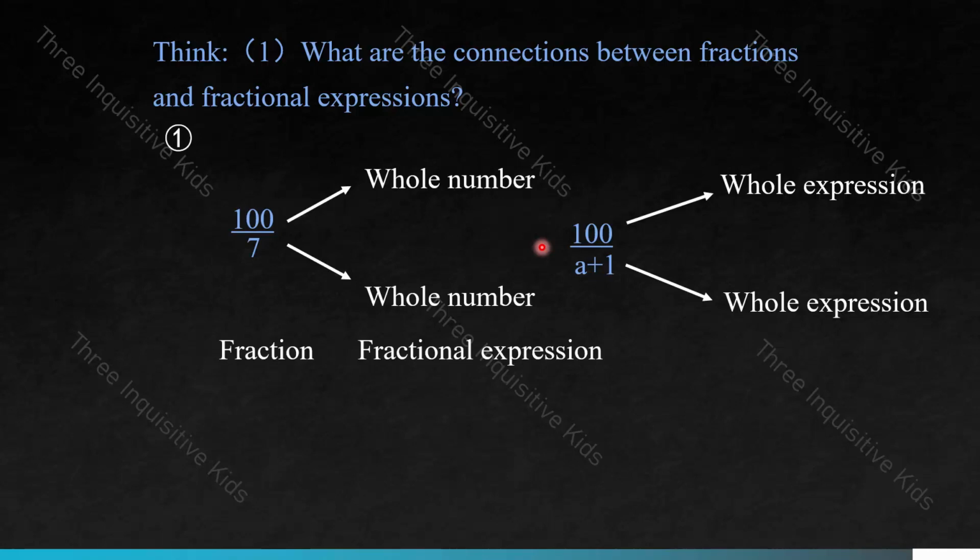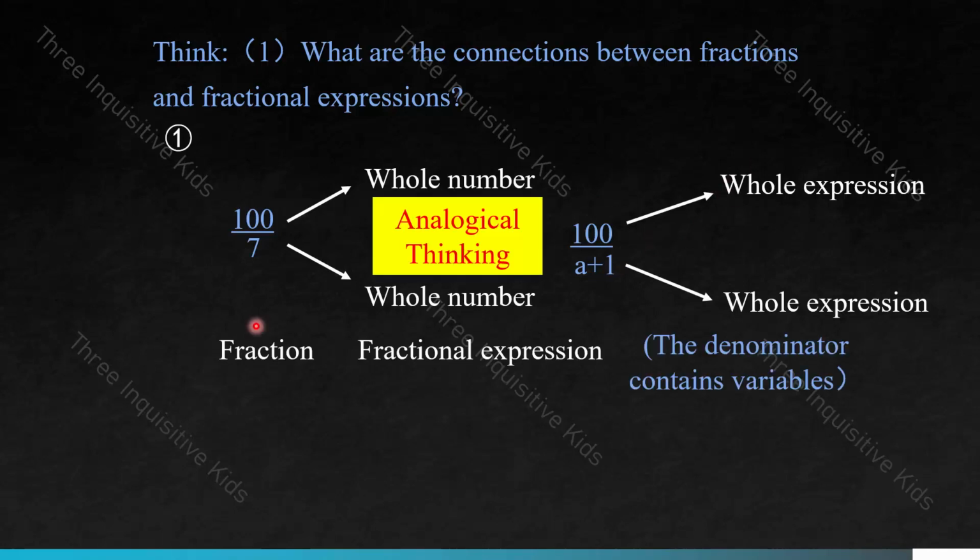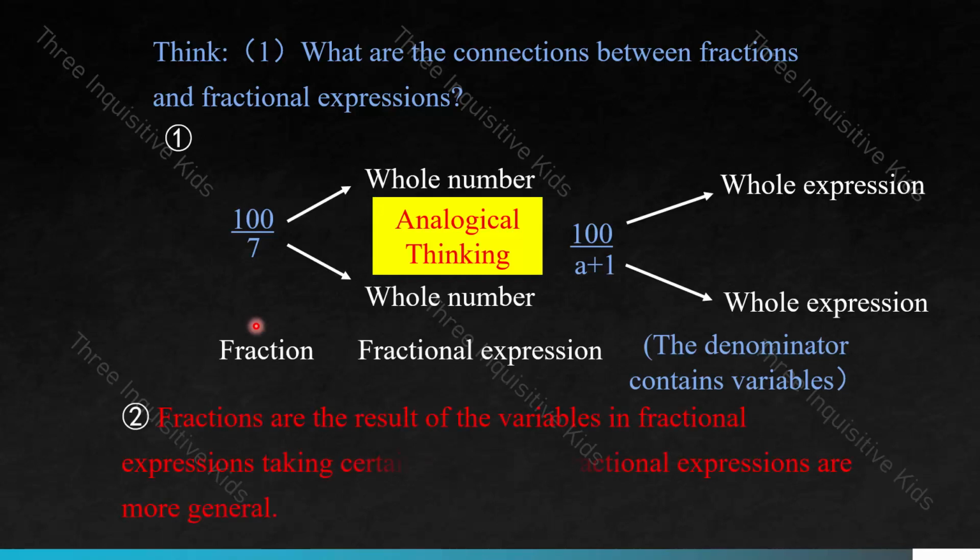What are the connections between fractions and fractional expressions? Well, let's look at 100 over 7. It's a fraction, and the numerator, 100, is a whole number, and the denominator, 7, is also a whole number. For 100 over a plus 1, which is a fractional expression, the top is a whole expression, and so is the bottom. This is where our analogical thinking comes in.